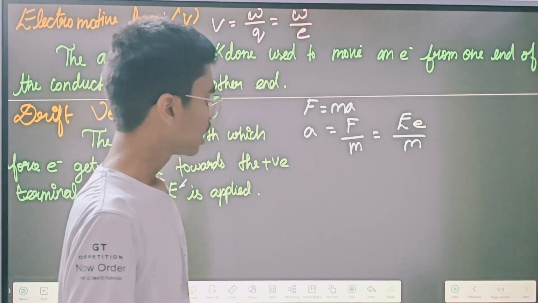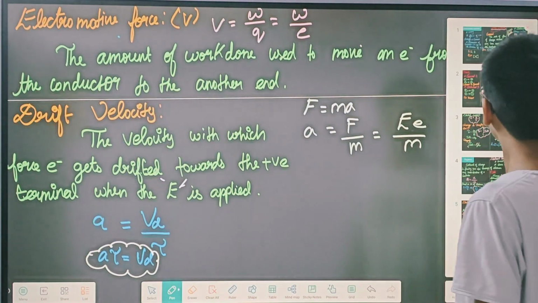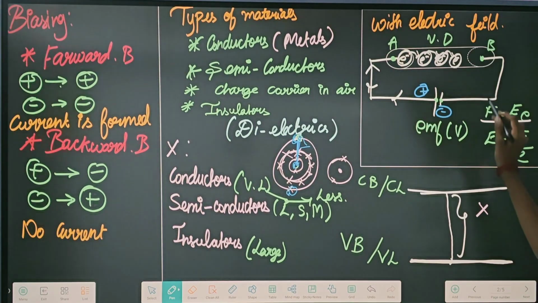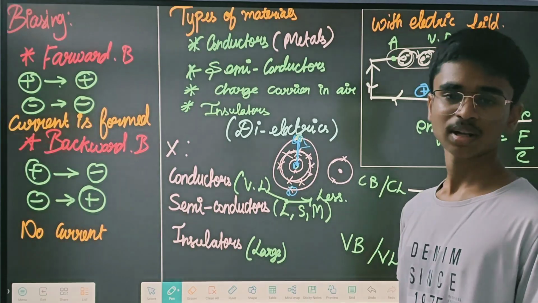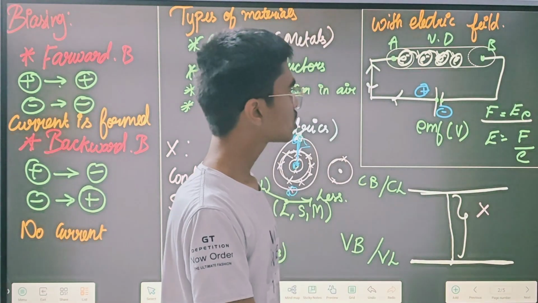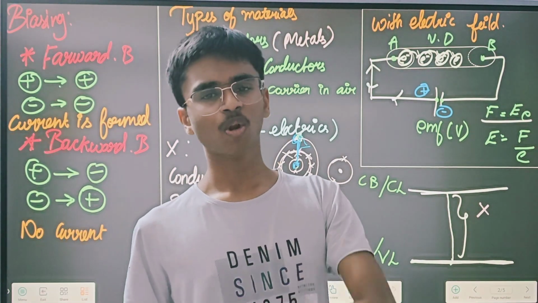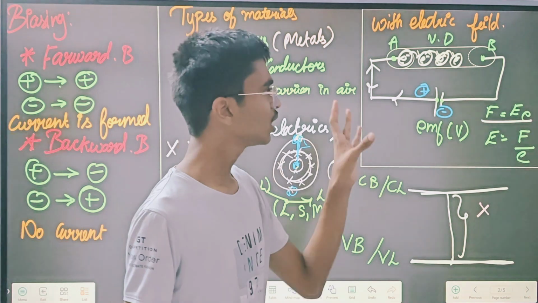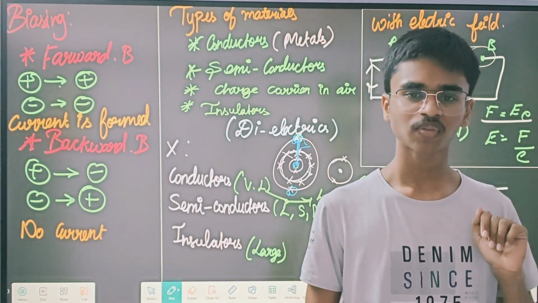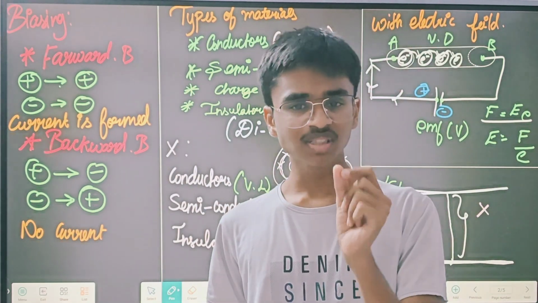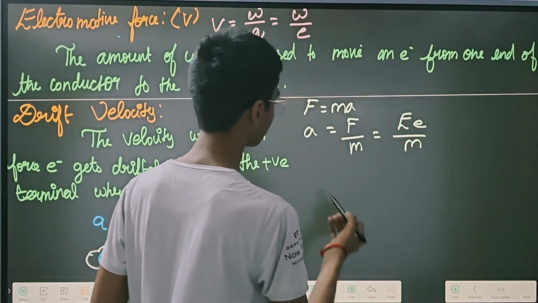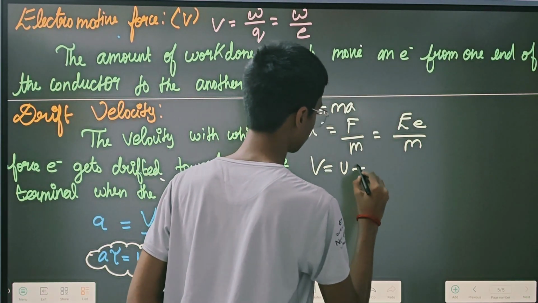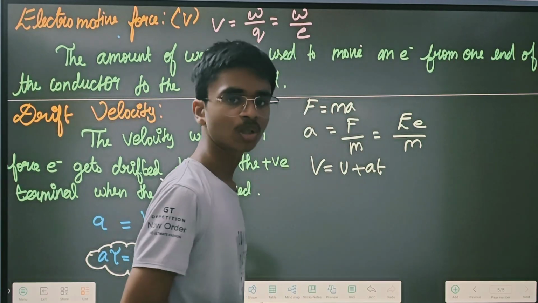Okay, see, there are a lot of electrons in this case. How many electrons are there? Just check: 1 electron, 2 electrons, 3 electrons, 4 electrons, like that. There are n number of electrons, right? Since every electron will have its own drift velocity, here you have to take the total average of their drift velocities. Here we are going to use the first kinematic formula, which is V is equal to U plus AT.